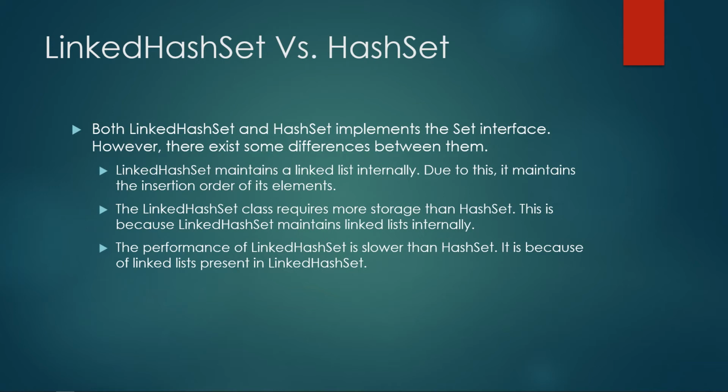So again, linked list, if you have watched the video that I have created on lists, in that I have discussed linked list. In a singly linked list, you get the value and the pointer to the next element. In a doubly linked list, we get the pointer to the previous value, the value, and the pointer to the next value. So there are 3 values instead of 1. So there again, more storage will go for a LinkedHashSet. And the performance of LinkedHashSet is slower than HashSet because linked lists are present in the LinkedHashSet. So those are the 3 differences between LinkedHashSet and HashSet.